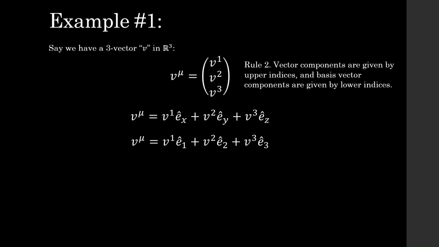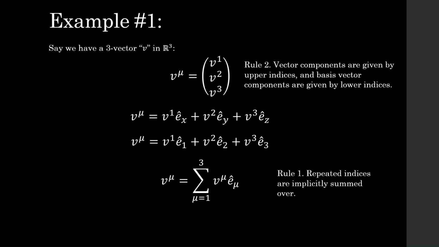With this out of the way, using the notion of linear algebra, we can just use sigma notation to represent all this information. So V upper mu is given by the discrete sum as mu ranges from 1 to 3 of V upper mu times E sub mu. And we remember rule number 1, repeated indices are implicitly summed over, so we can get rid of the sigma notation to make something look a lot simpler. So V upper mu is equal to V upper mu times E sub mu.